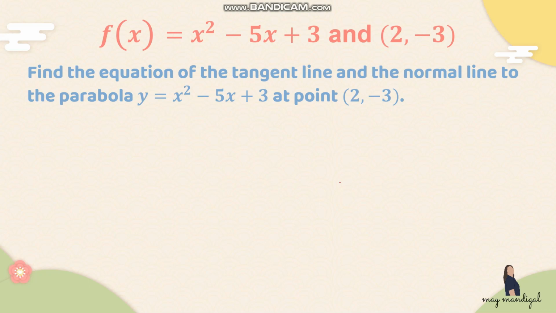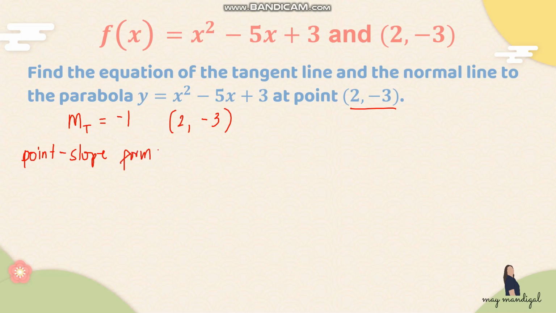Since we already have the slope of our tangent line, the slope of our tangent line is -1, since as what we know, it is just the same as the rate of change of our function. And then we also have this point right here, the 2, -3. This is the point of tangency. That means it is part of our function f of x and also part of the tangent line. Since we have here slope and point, we will be using the point slope form.